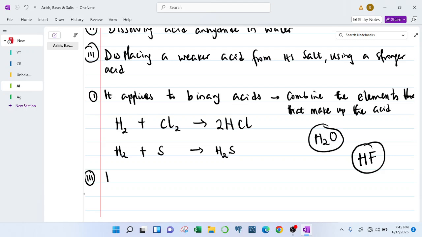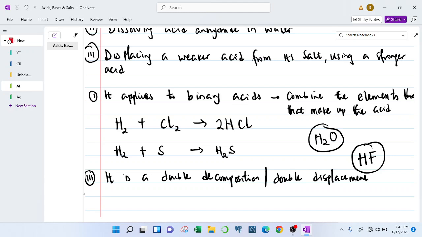So I guess I have to write it. Some call it double decomposition, while some others call it double displacement reaction. So that's what happens. Again, I'm placing this one as a headline. Why? Because when you say double decomposition, it just means they are exchanging radicals.